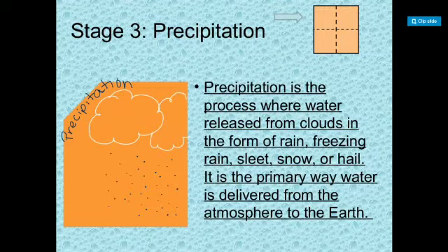Precipitation is actually the process where water is released from the clouds in the form of rain, freezing rain, sleet, snow, or hail. It is the primary way water is delivered from the atmosphere to the earth.